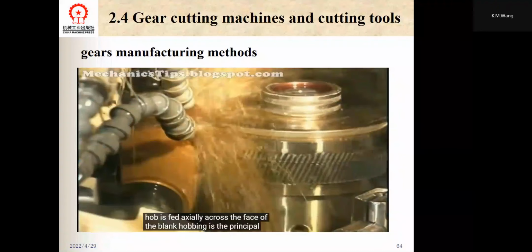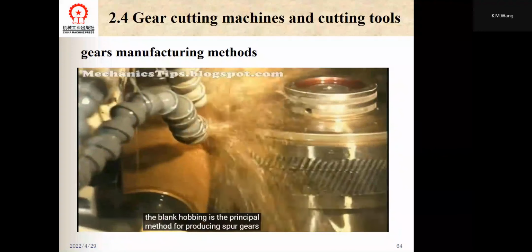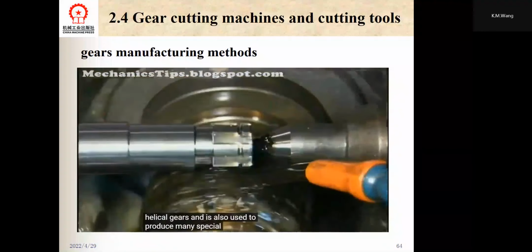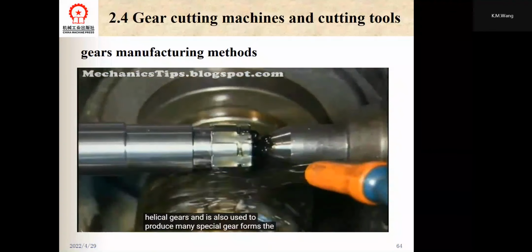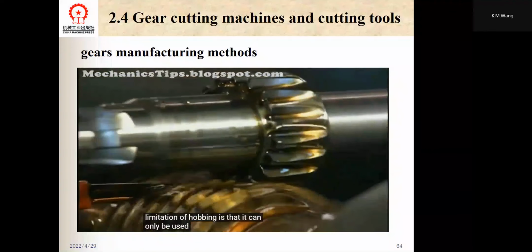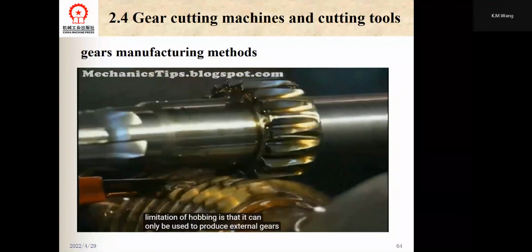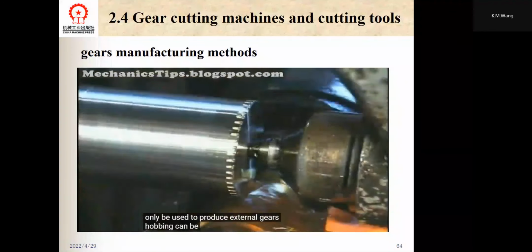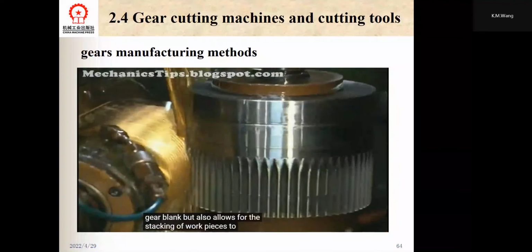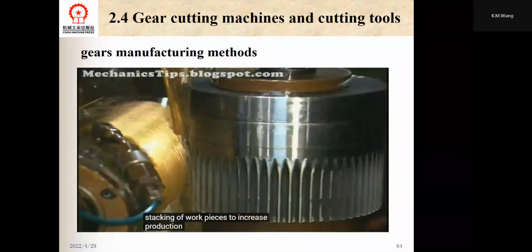Hobbing is the principal method for producing spur gears and helical gears, and is also used to produce many special gear forms. The main limitation of hobbing is that it can only be used to produce external gears. Hobbing can be performed on a single gear blank, but also allows for the stacking of workpieces to increase production rates.